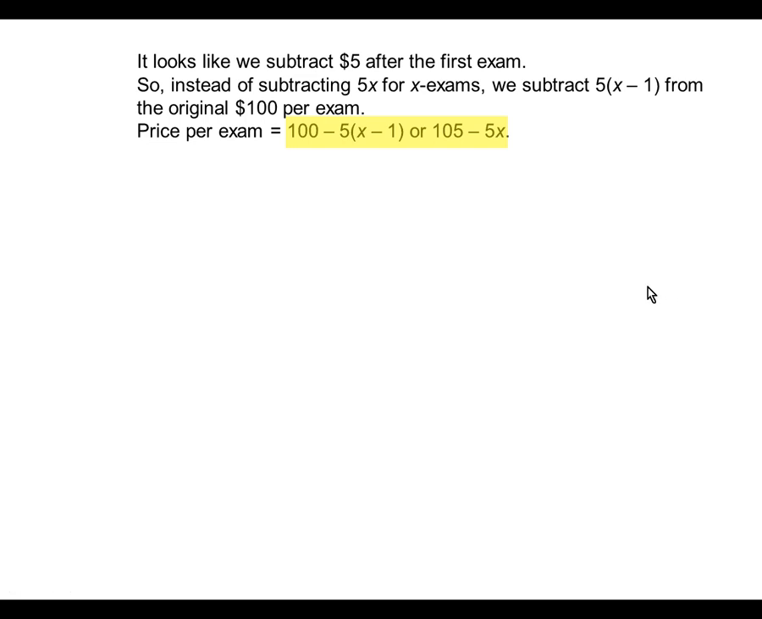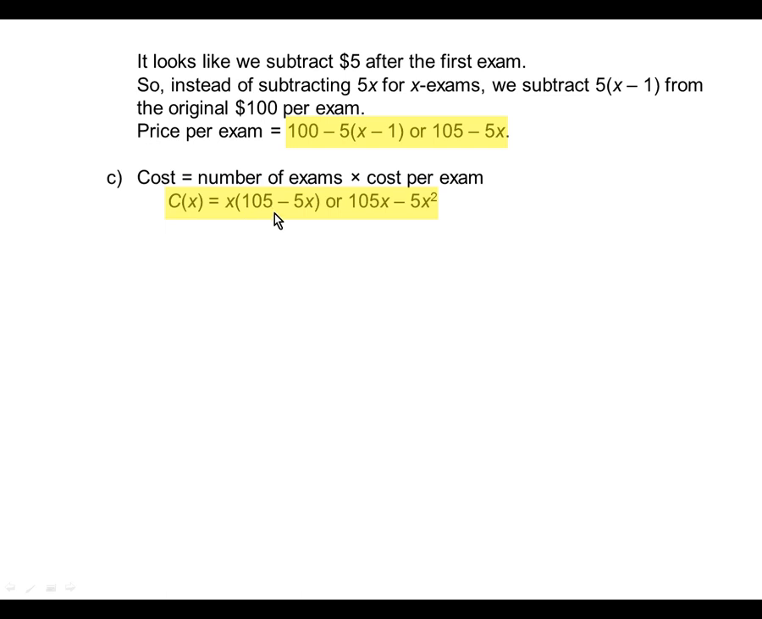Okay, question C wants us to write the cost function. The cost is going to be the number of exams times the cost per exam. Now, this was the cost per exam. Again, either one of these values you like. Remember, how many exams are we going to purchase? X of them. So it's going to be X times (105 minus 5x), or if you distribute the X, 105x minus 5x squared. Again, either one. Or if you wanted to put this whole thing in parentheses and have X times (100 minus 5 times (X minus 1)), that's fine too. Anyway, there's your cost function for Exams R Us.